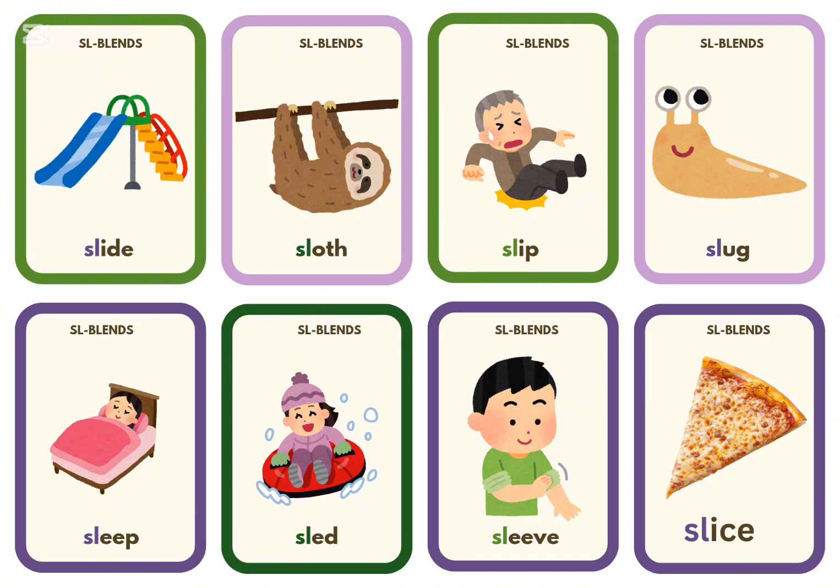From the last slide, we have the SL blends, which says sl. Slide, slot, sleep, slug, sled, sleeve, and lastly, slice.